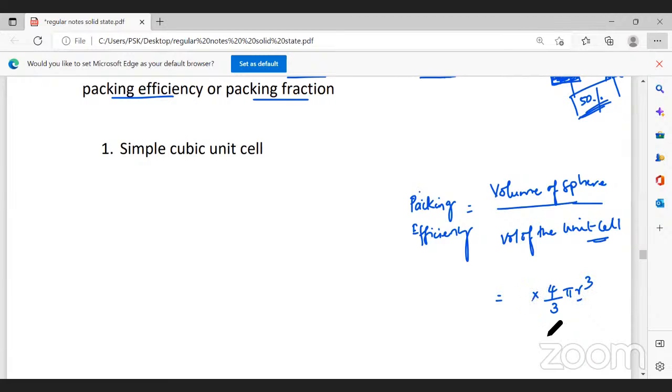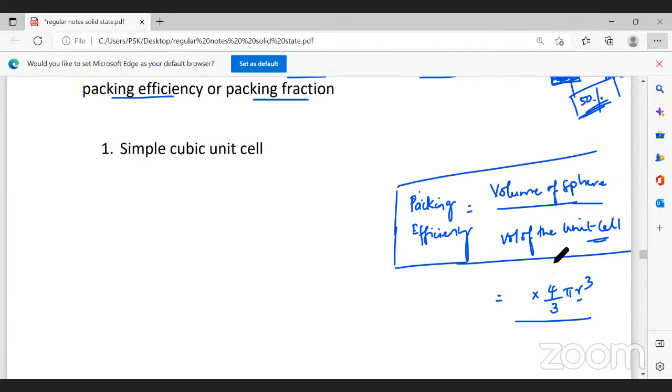You know this. But do you know the volume of the unit cell? You should find out the volume of the unit cell. So this is the final equation I gave you, because we are going to learn the packing efficiency of simple cube, body-centered cube, as well as face-centered cube. Packing efficiency will be equal to volume of the sphere by volume of the unit cell.